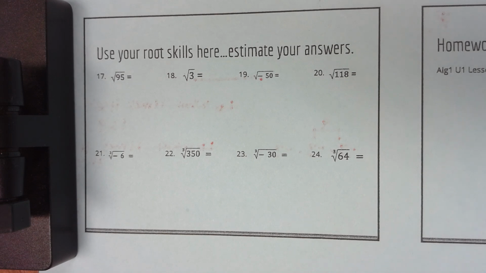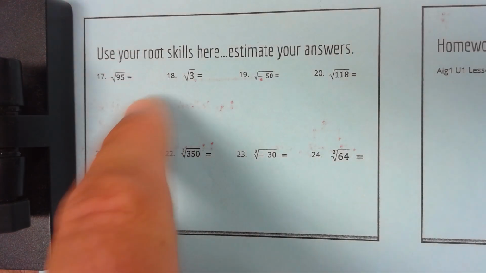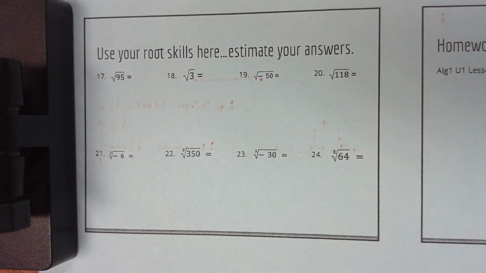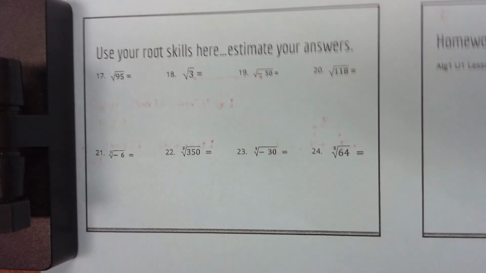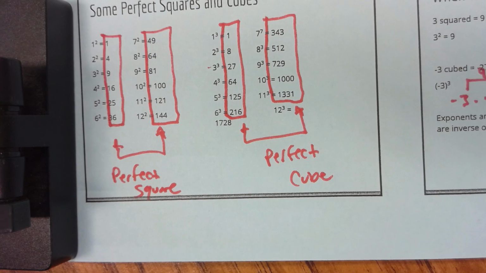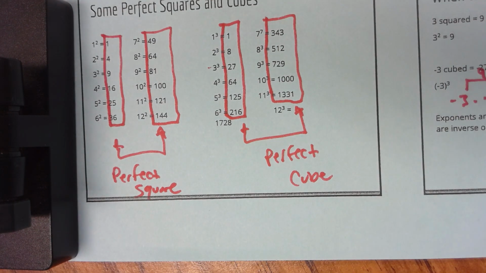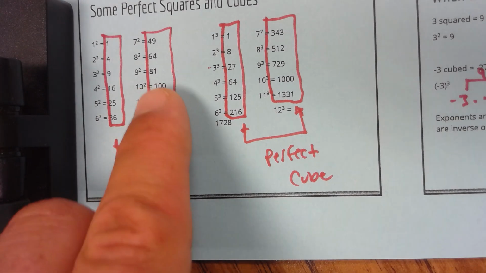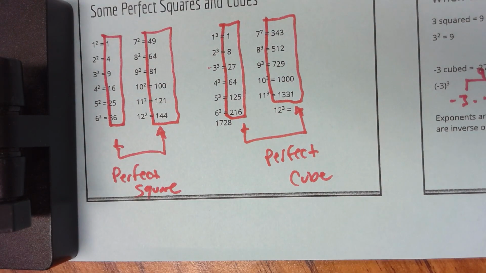So we want to estimate root 95. This is where the perfect squares come in handy. I need to think about what number times itself is 95. I'm going to flip back over to that list of perfect squares, and I'm going to think about what two numbers 95 falls in between. It's in between 81 and 100. Can we agree on that? 95 is between 81 and 100. So when I square root 95, the value has to be between 9 and 10.